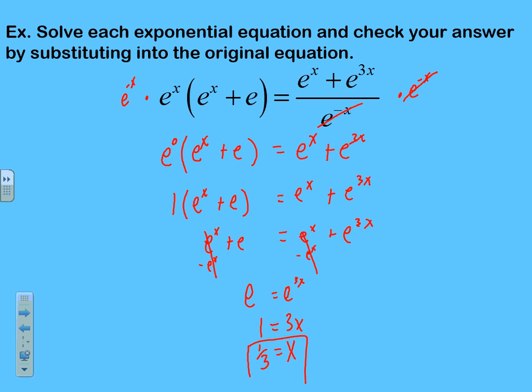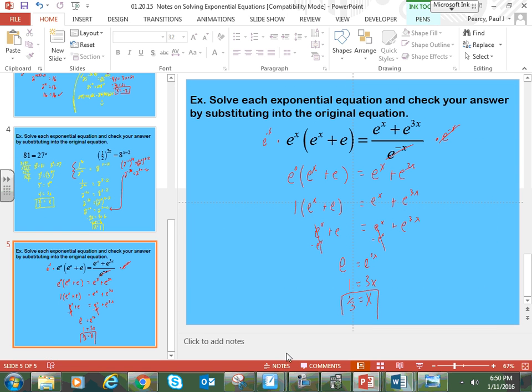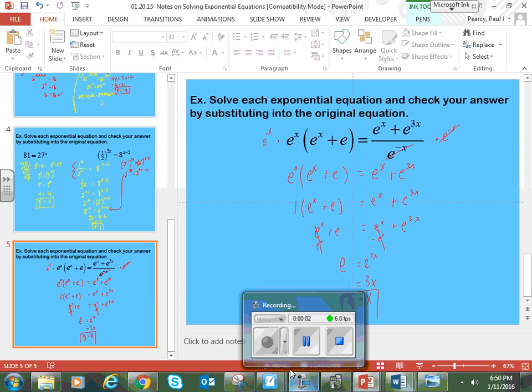The main thing that we're trying to do when solving an exponential equation is to get a common base on the left side and the right side in a single term, so that I can set the exponents equal to each other and then solve for x like normal. And that's about it.